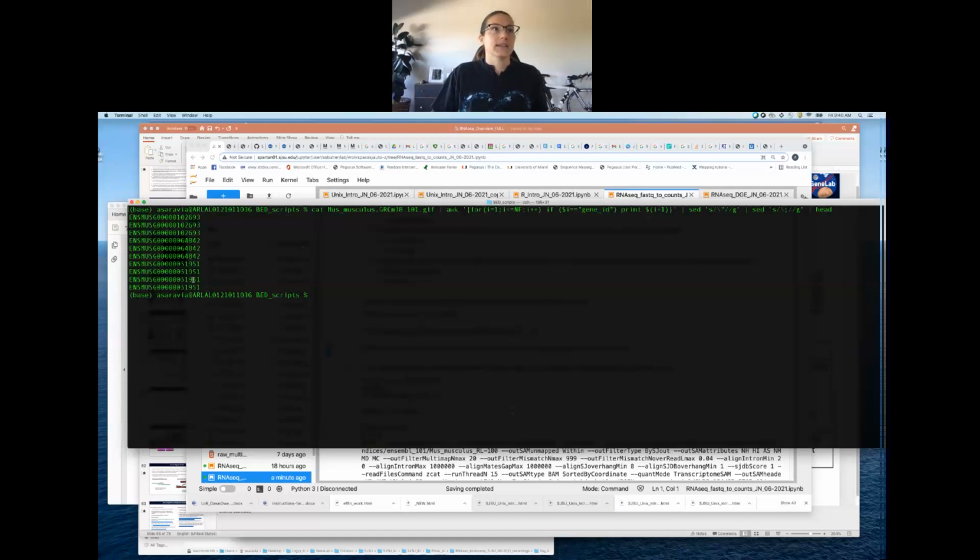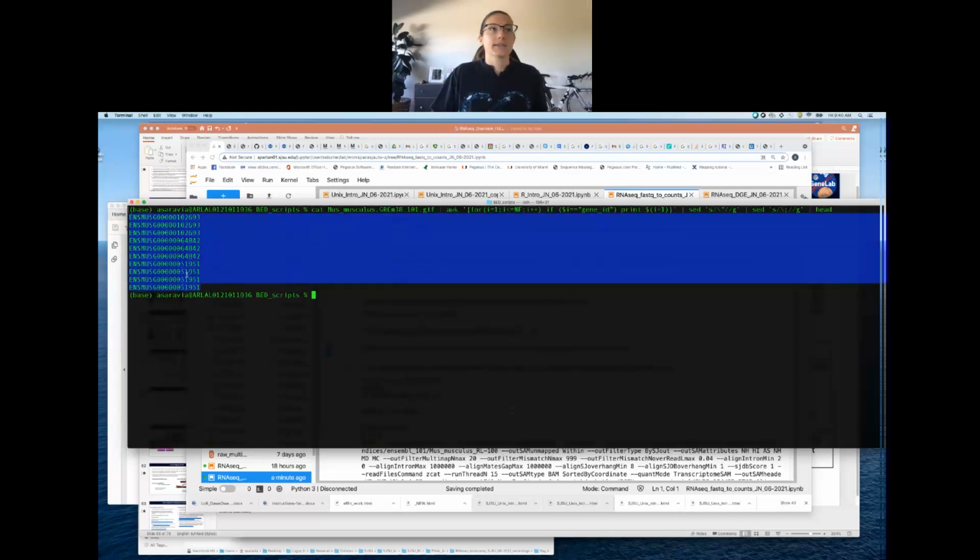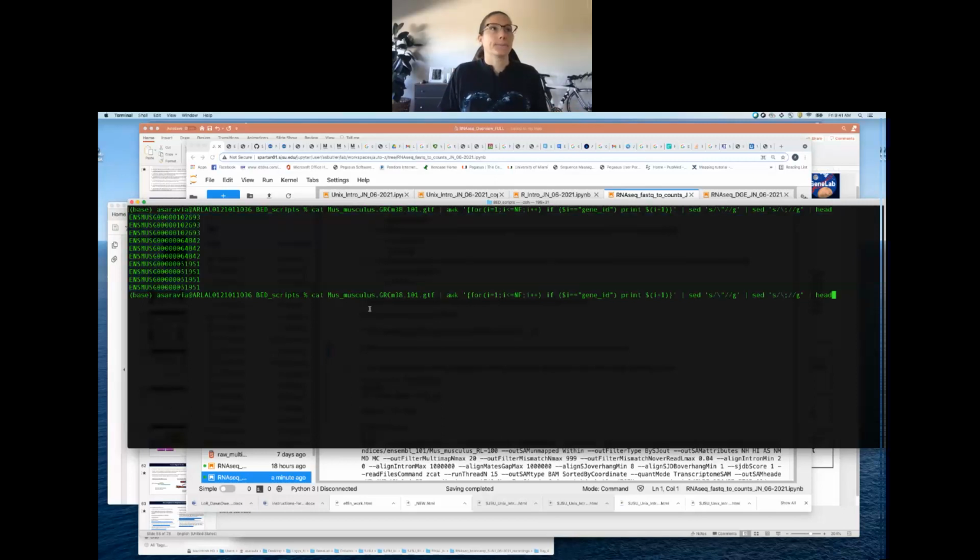What you can see is that there are repeated Ensembl IDs in those lines of the GTF file. So you'll have multiple pieces of information stored in different lines for the same Ensembl gene ID. And so what I wanted to see is, okay, if we have this repeated, there's almost 2 million of them.